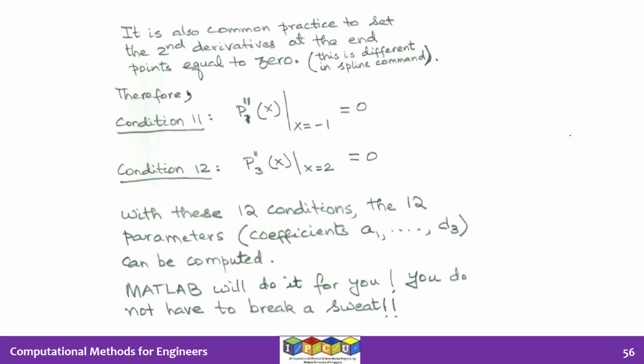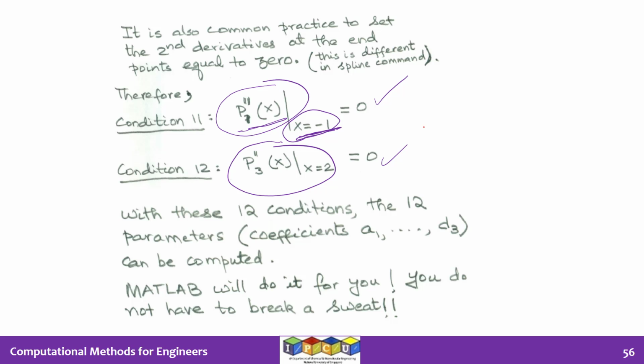Matlab Spline command may do something else, but other scientists have come up with this particular idea where they set the second derivatives at the end points equal to 0. That means the second derivative of P1 at x is equal to minus 1. This is the left boundary point, and the polynomial that is valid at that point is P1. Therefore, the second derivative of P1 at the left boundary point is equal to 0. Polynomial P3 is what is valid at the right boundary point, which is at x is equal to 2. So they set the second derivative of P3 to be 0. So these provide conditions 11 and 12.